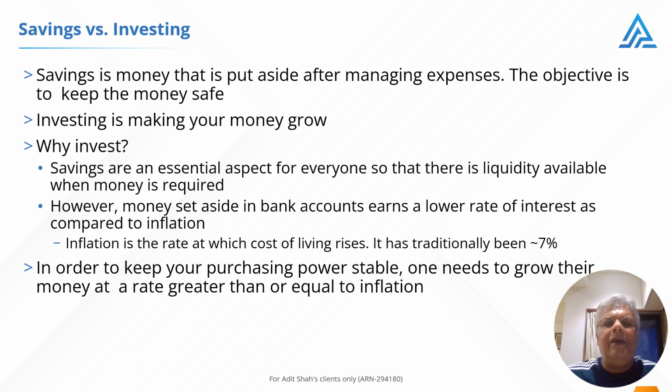Inflation is a term that is used to define the change in purchasing power on an annual basis. In India, inflation has traditionally been in the range of 7%. That means something that costs 100 rupees today will end up costing 107 in 1 year. One must ensure that the money they have grows at a rate greater than or equal to inflation after taxes to ensure purchasing power parity.